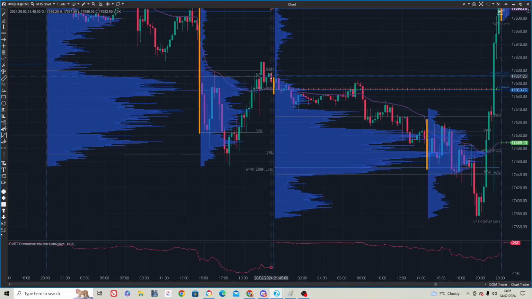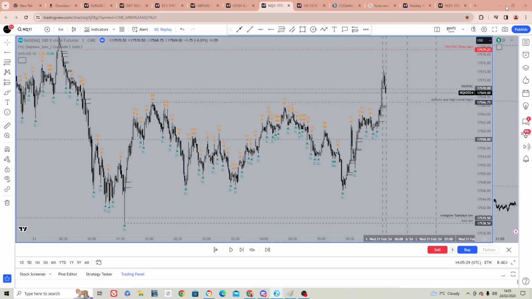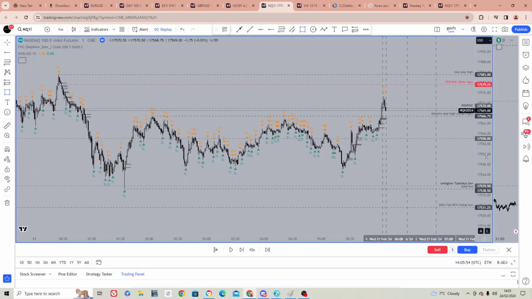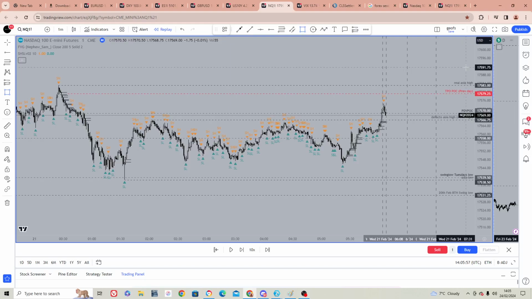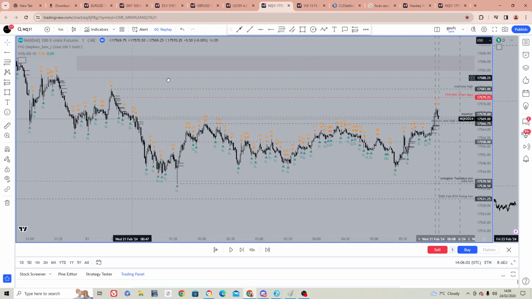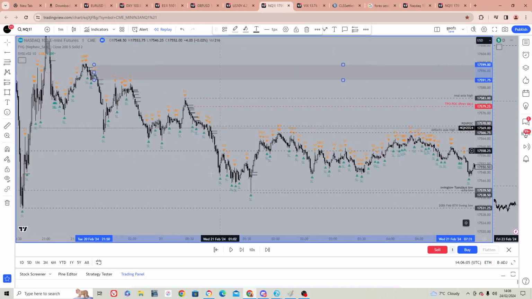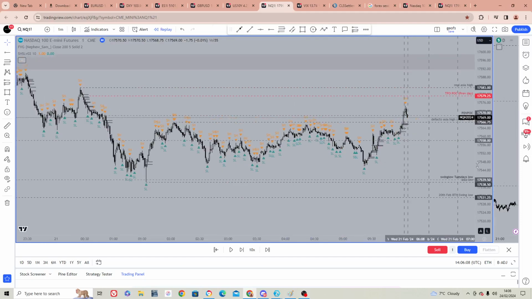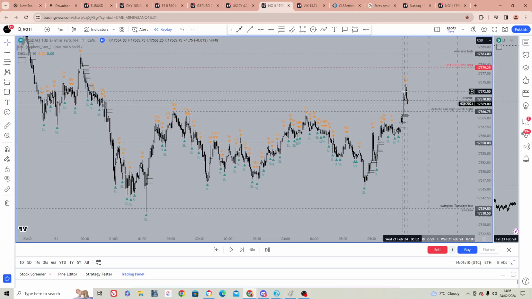Previous day VA is at, got one at 591. That's the RTH, and 599. Okay, 591 to 599. That would be the previous day's value area high. Now I said on Discord that I was entering trades here.